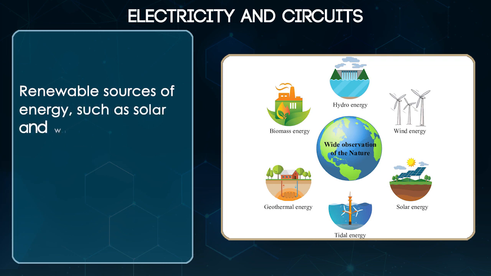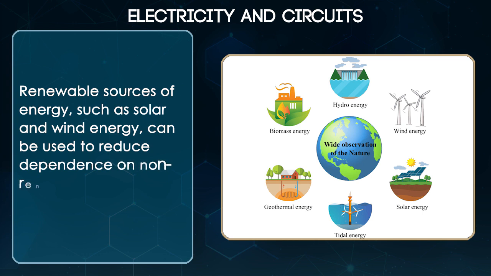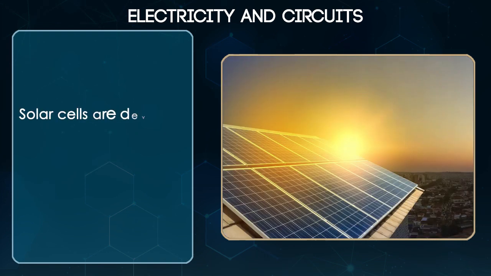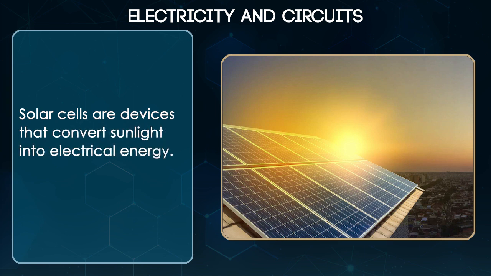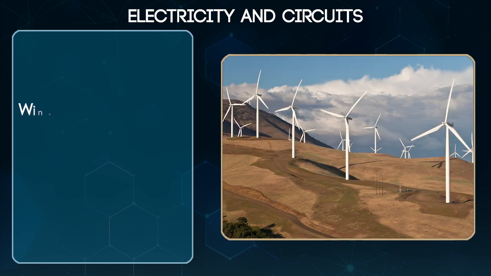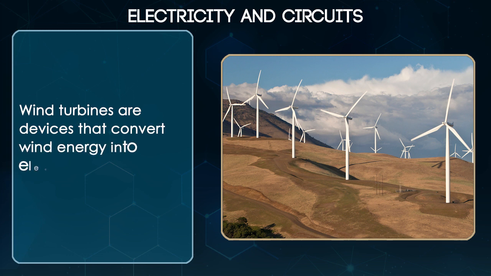Renewable sources of energy such as solar and wind energy can be used to reduce dependence on non-renewable sources of energy. Solar cells are devices that convert sunlight into electrical energy. Wind turbines are devices that convert wind energy into electrical energy.